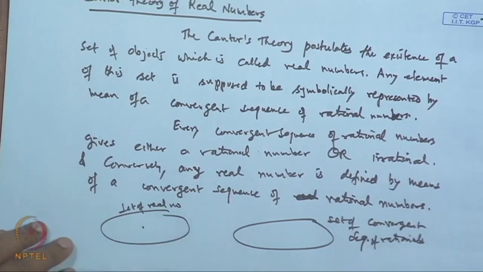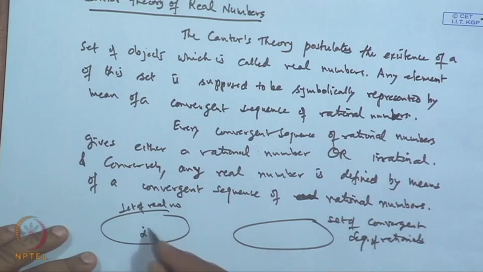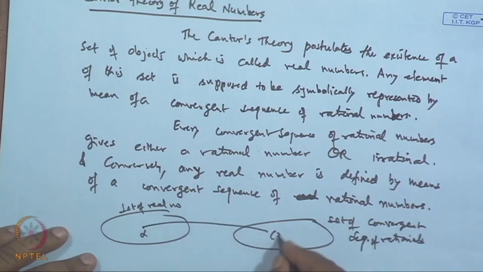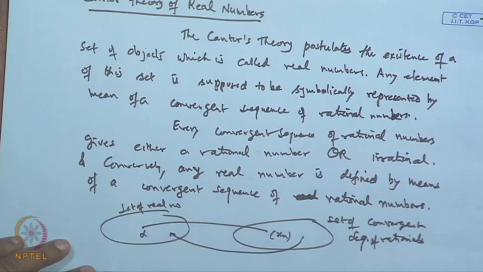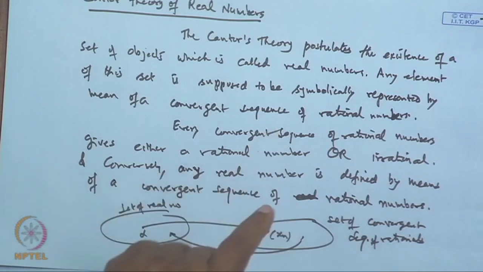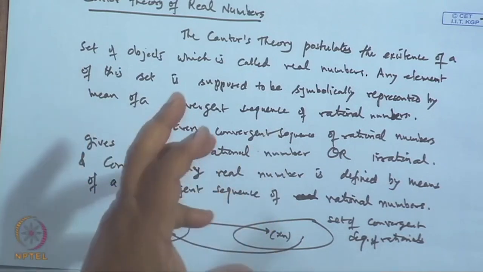Pick up any alpha; corresponding to this, we can identify a sequence x n which will converge to it, and vice versa. Now, if we pick up any sequence, we can find the number like this. This theory is given by Cantor, but this is a very simple way he has introduced. Dedekind introduced it in a very complicated way.